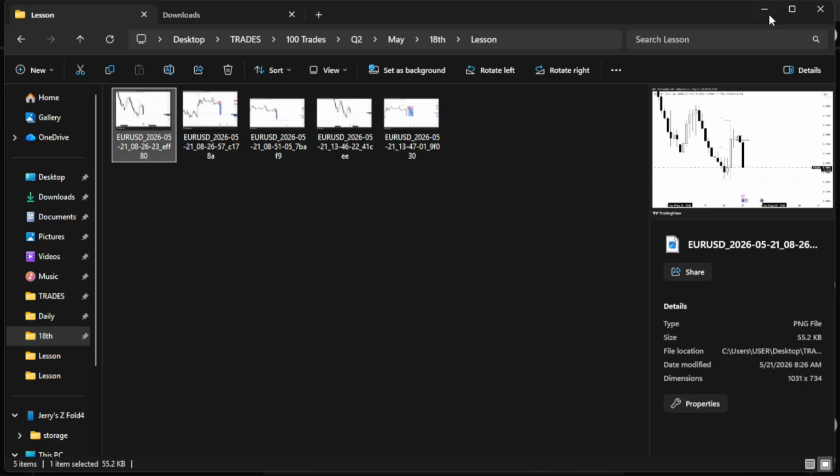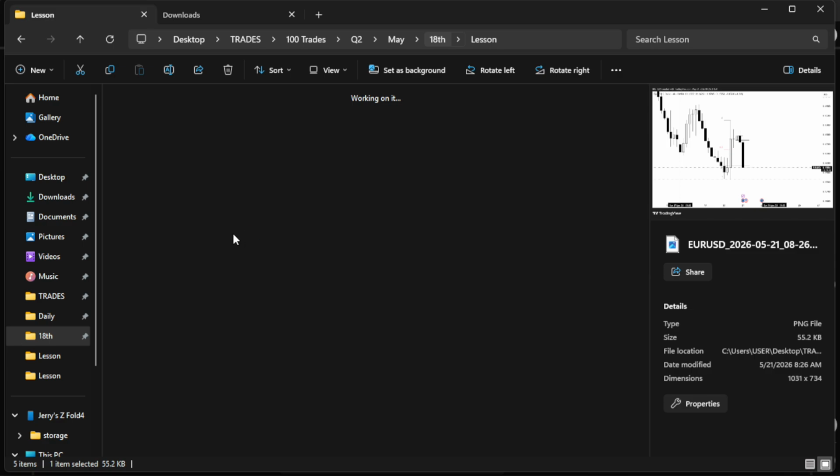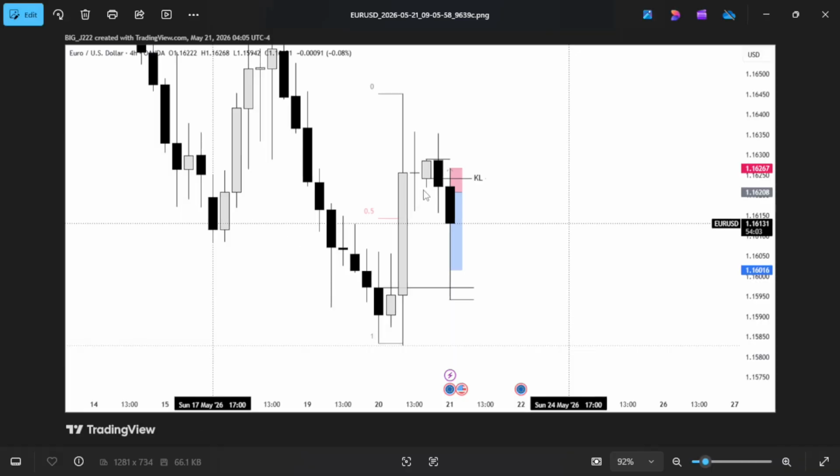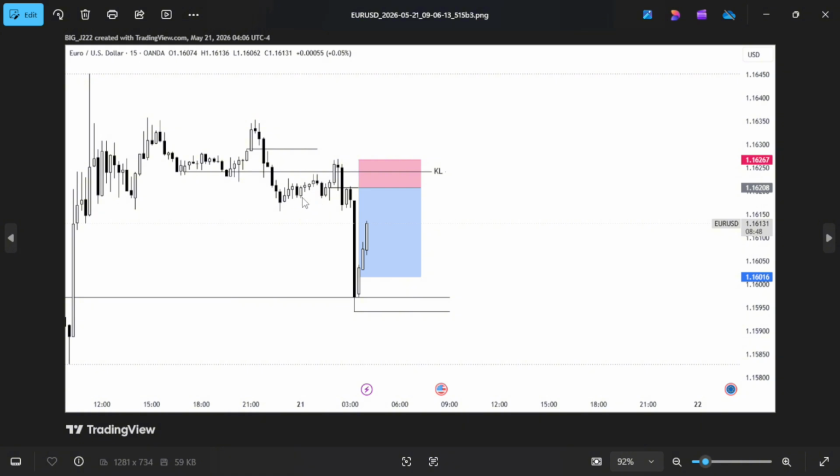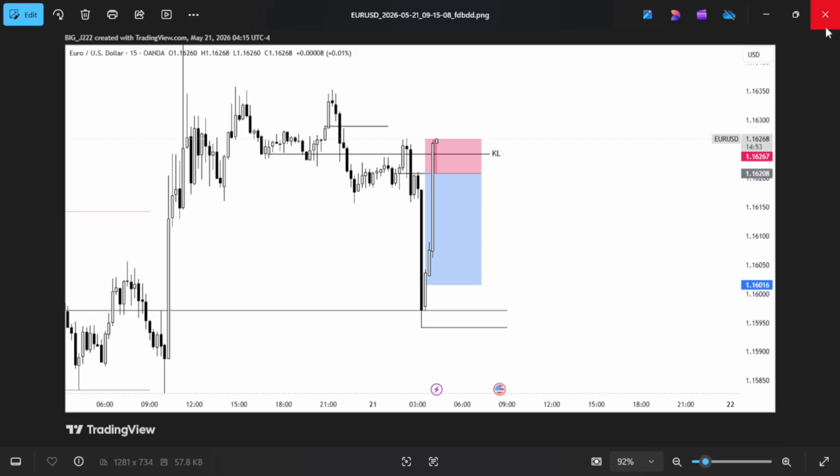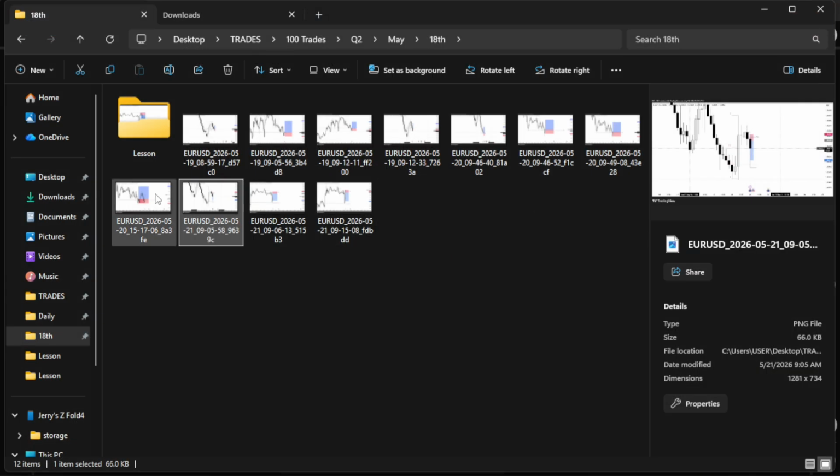So because I missed it, I went on that Thursday to go for a trade. After missing the initial move, this was the dump trade I went for, and boom, price took me out. So that's the three trades I executed this week.